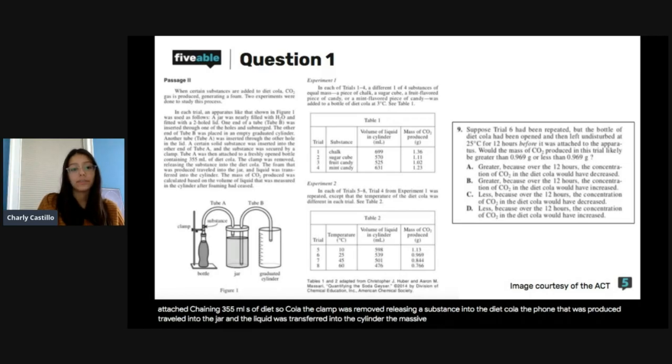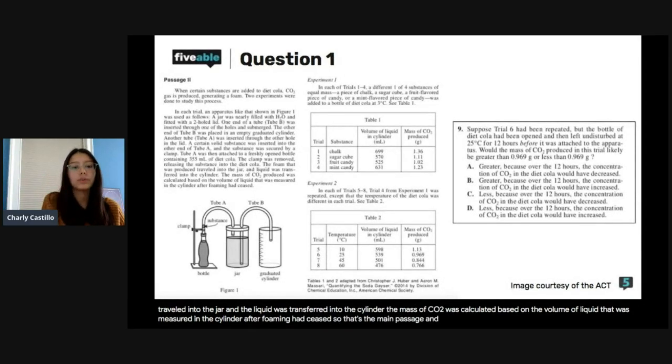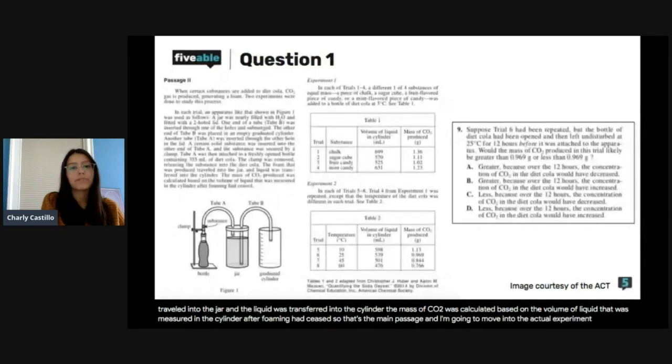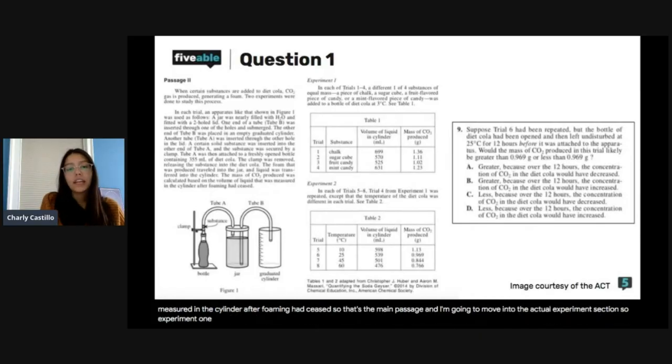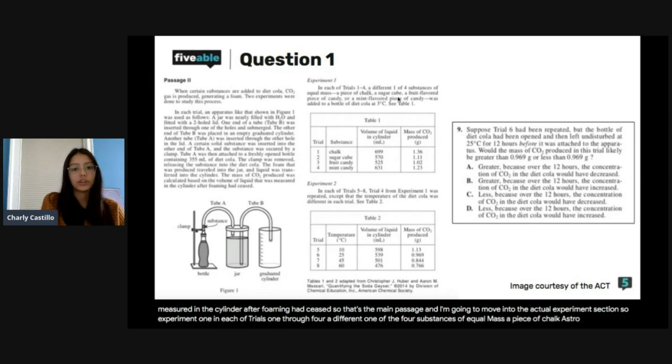The mass of CO2 was calculated based on the volume of liquid that was measured in the cylinder after foaming had ceased. So that's the main passage, and I'm going to move into the actual experiment section. So experiment 1. In each of trials 1 through 4, a different one of the 4 substances of equal mass, a piece of chalk, a sugar cube, and a fruit-flavored piece of candy, or a mint-flavored piece of candy, was added to the bottle of Diet Cola at 3 degrees Celsius.